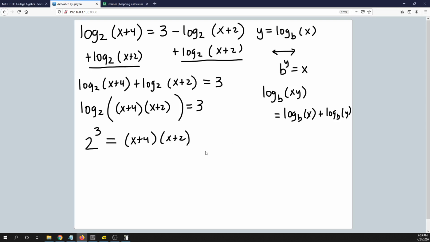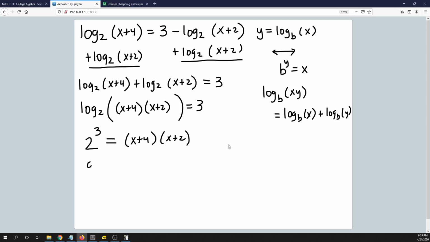All right, and so you can see what is accomplished by doing that is all of the logs are gone, okay? And so now we just solve this equation like we have been solving all of the other equations in our class. All right, so first thing is we're going to simplify each side of this equation as much as possible and then see what we've got left when we do that.